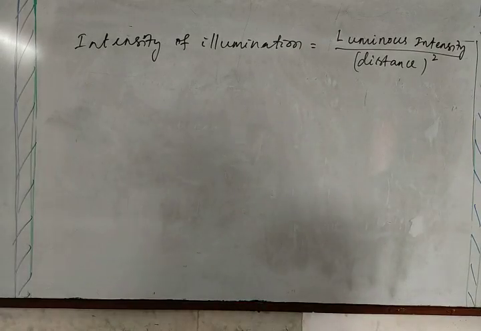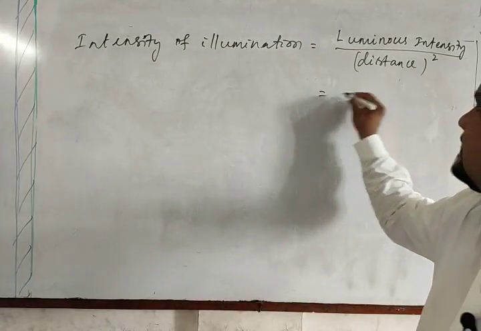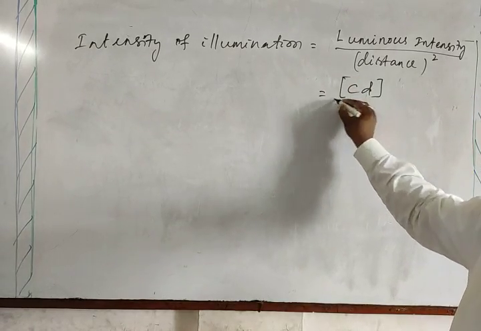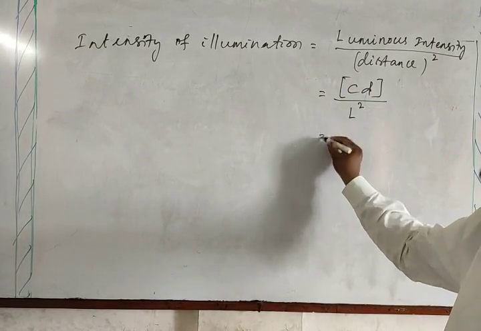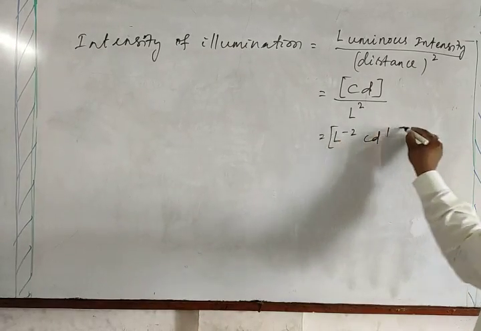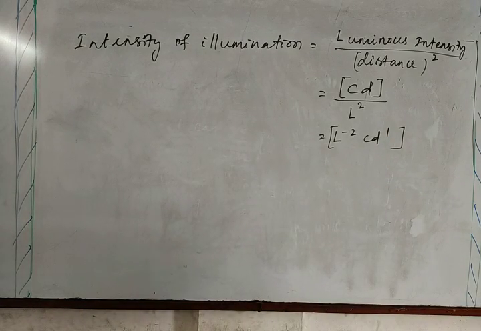What is the luminous intensity? The luminous intensity has the dimension candela, CD, divided by L2. So I can write this as L minus 2 CD1. So this is L minus 2 CD1.